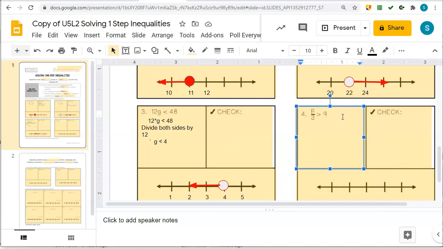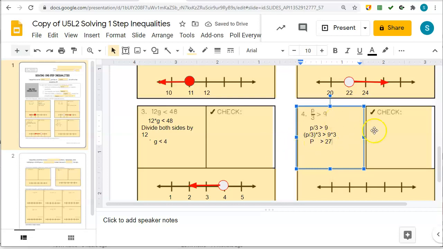Here we've got a division. So we've got p divided by 3 is greater than 9. Alright? Well, how do we get rid of a divide by 3? The opposite of dividing by 3 is multiplying by 3. So we have p divided by 3, all times 3, and that should be greater than 9 times 3. So that's just going to be our p is greater than 27.